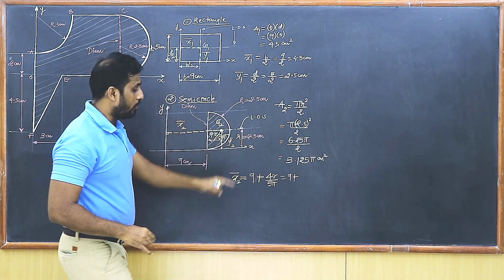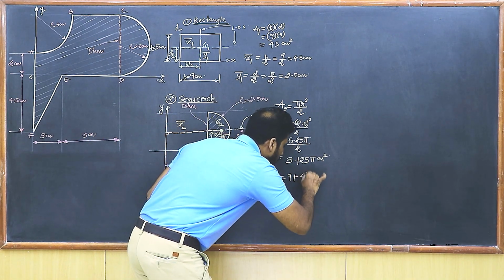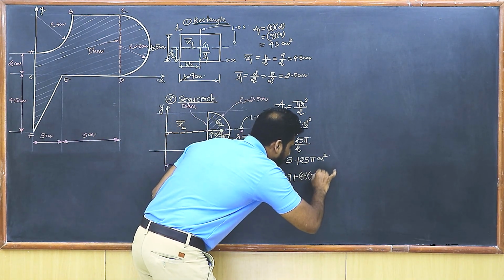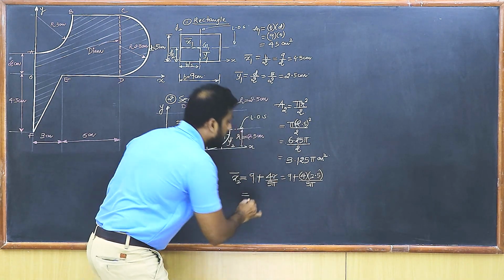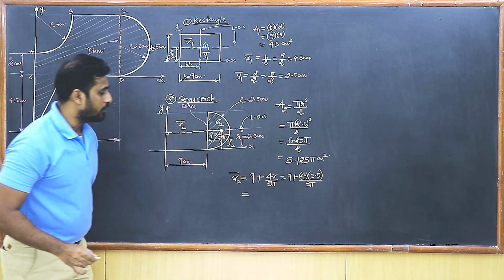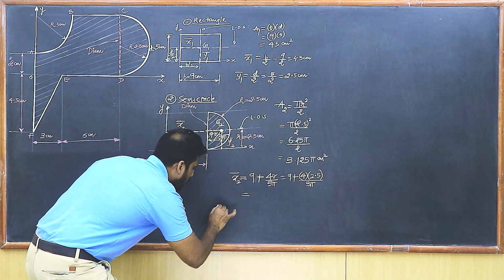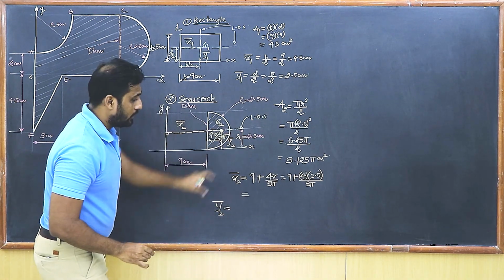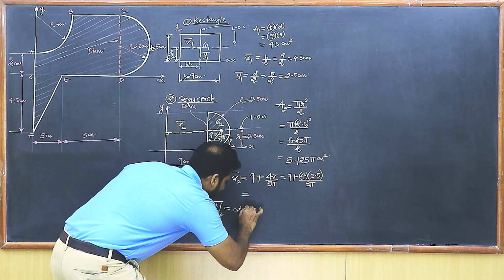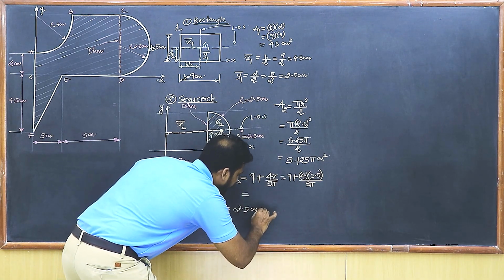The radius is 2.5. So that's 4 into 2.5 upon 3 pi. So you should definitely simplify this particular value. Getting or not? So let's simplify this value in a moment. Let's get y2 bar also. What about y2 bar? Y2 bar is same as the radius, which is 2.5 centimeter. So I write here 2.5 centimeter.